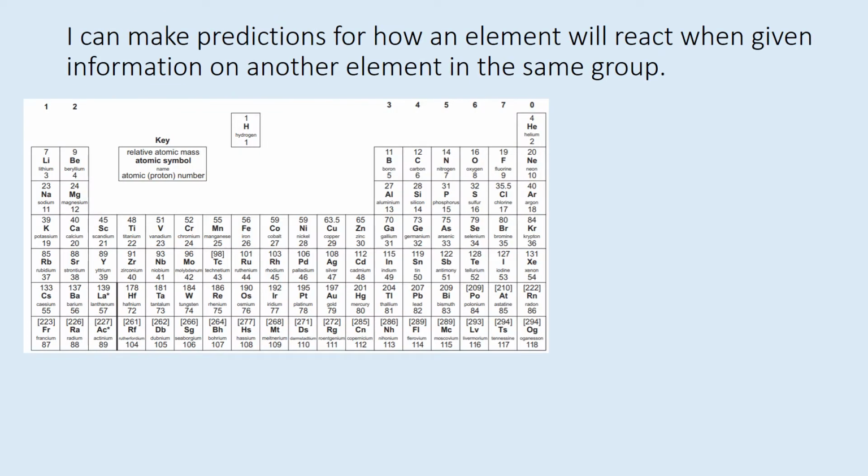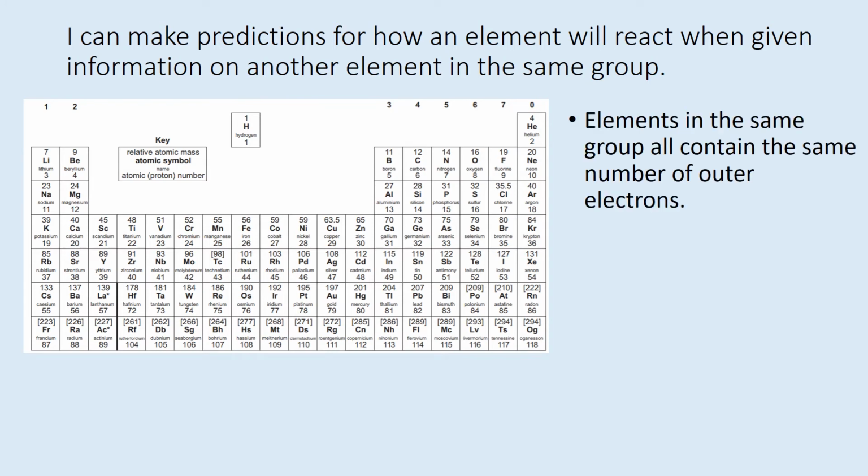Okay, so this was the next statement that came up. It says, I can make predictions for how an element will react when given information on another element in the same group. Right, so essentially what we're getting at here is that if you have elements in the same group, first of all, you should be aware that they all contain the same number of outer electrons. This is very, very important. So if something is in group 7, everything in group 7 will have 7 electrons in the outer shell. If something's in group 3, everything in group 3 will have 3 electrons in the outer shell. Why is that important?